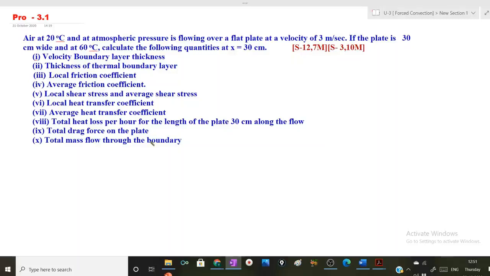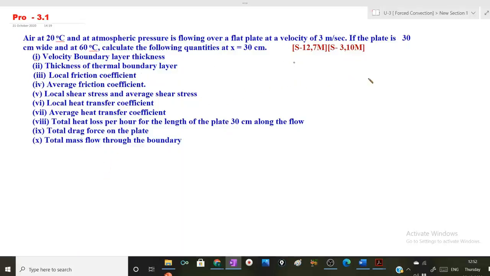The problem goes like this. Air at 20 degrees Celsius and at atmospheric pressure is flowing over a flat plate at a velocity of 3 meters per second. If the plate is 30 centimeter wide and at 60 degrees Celsius, calculate the following quantities at x is equal to 30 centimeter.